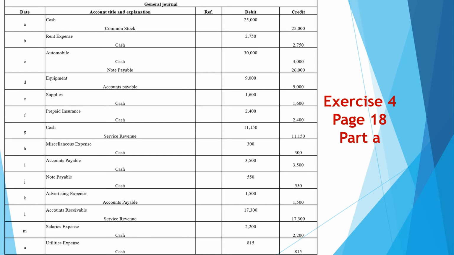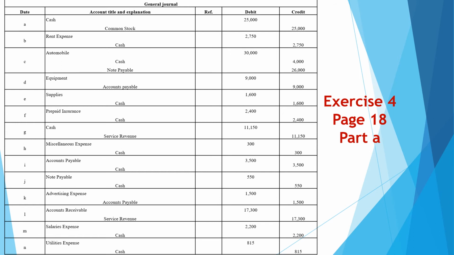Transaction B, paid July rent for office and workroom, 2,750. Here we incur a rent expense, so rent expense increases and it has a debit normal balance, so it is recorded in debit. And since we are paying the rent expense, the cash account decreases and it has a debit normal balance, so when it decreases, it will be recorded in credit.